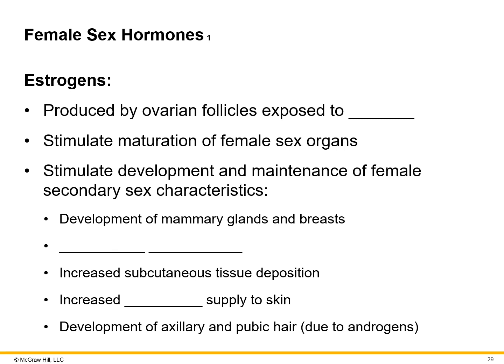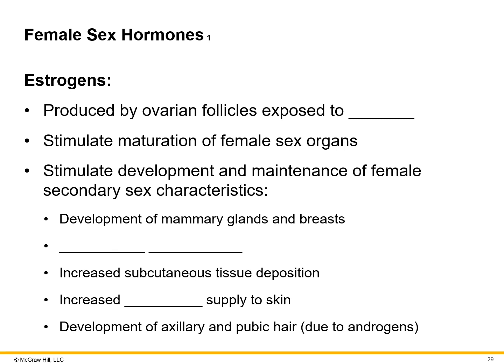Your estrogens are going to stimulate maturation of female sex organs and also stimulate development and maintenance of the female secondary sex characteristics. This list here is all of your female secondary sex characteristics, which are all things that go along with puberty but are not actually involved in reproduction. So development of the mammary glands and breasts for breastfeeding. Females are going to have a broad pelvis. That's your blank there, broad pelvis.